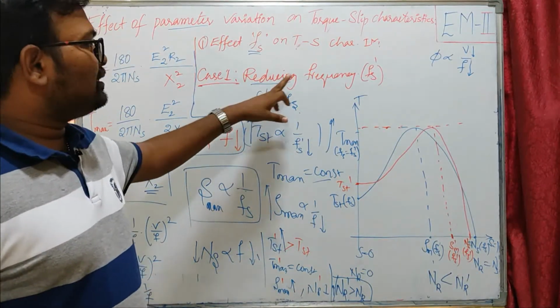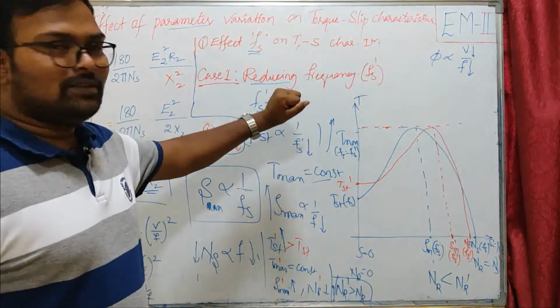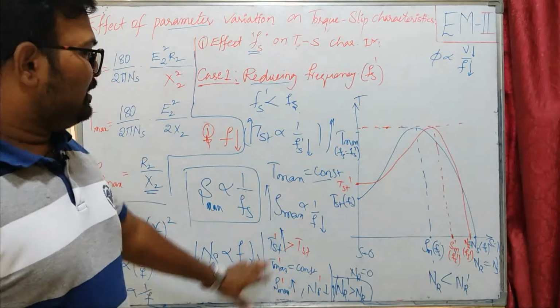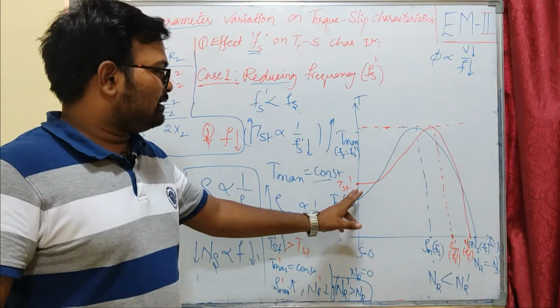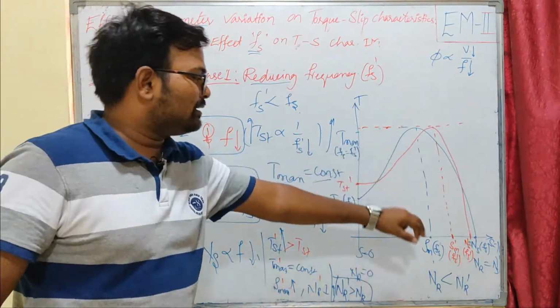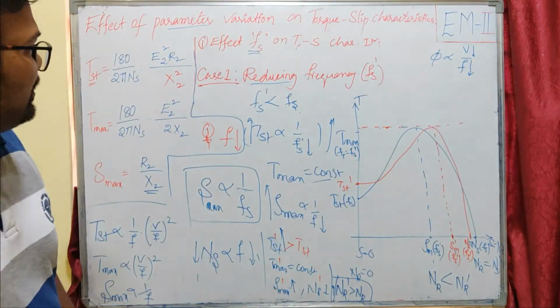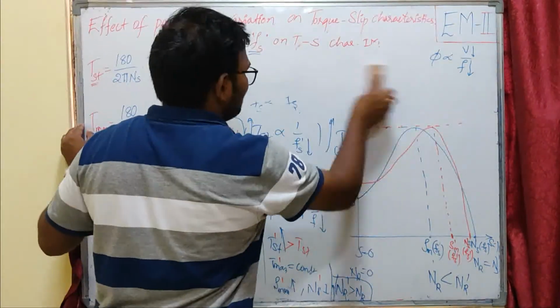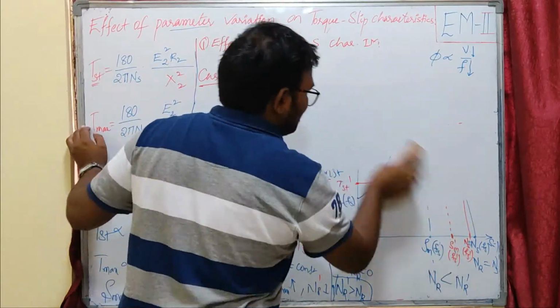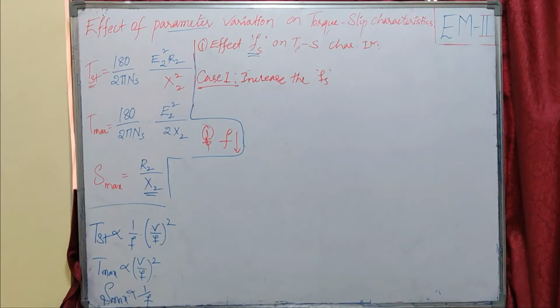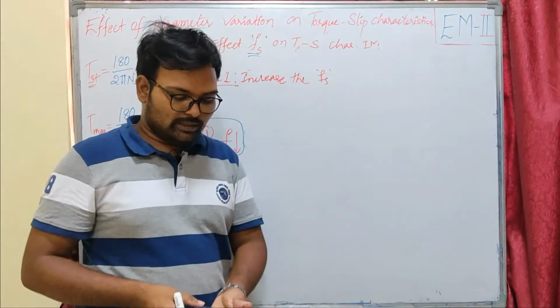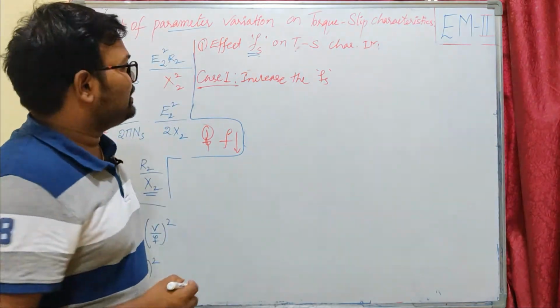Now let us see the increase in frequency, and how it will change the torque slip characteristics. Initially, reducing the frequency changes the torque slip characteristics like this: TST is increased, T max is constant, and S max is improved. Now let us see how the increase in frequency is changing the torque slip characteristics.